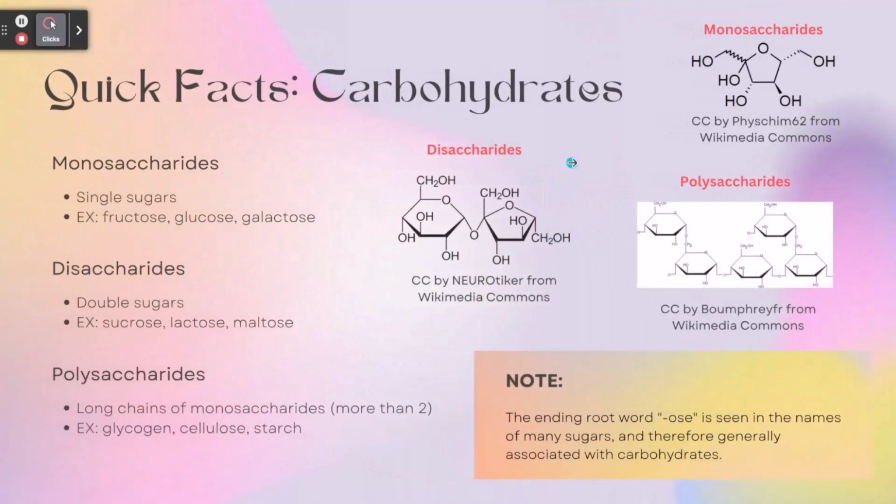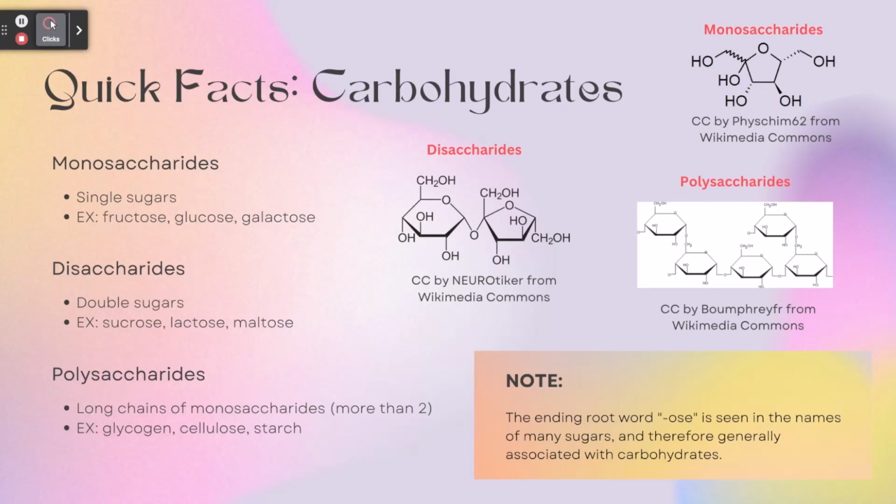So for the next couple slides, I have some quick facts for each type of macromolecule. So let's go ahead and start with carbohydrates. Again, monosaccharides are monomers or building blocks of carbohydrates. They are single sugars, and some examples include fructose, glucose, and galactose. Next, we have disaccharides, which are double sugars. Some examples include sucrose, lactose, and maltose. Lastly, polysaccharides are simply long chains of monosaccharides, and they have more than two sugars. And some examples include glycogen, cellulose, and starch.